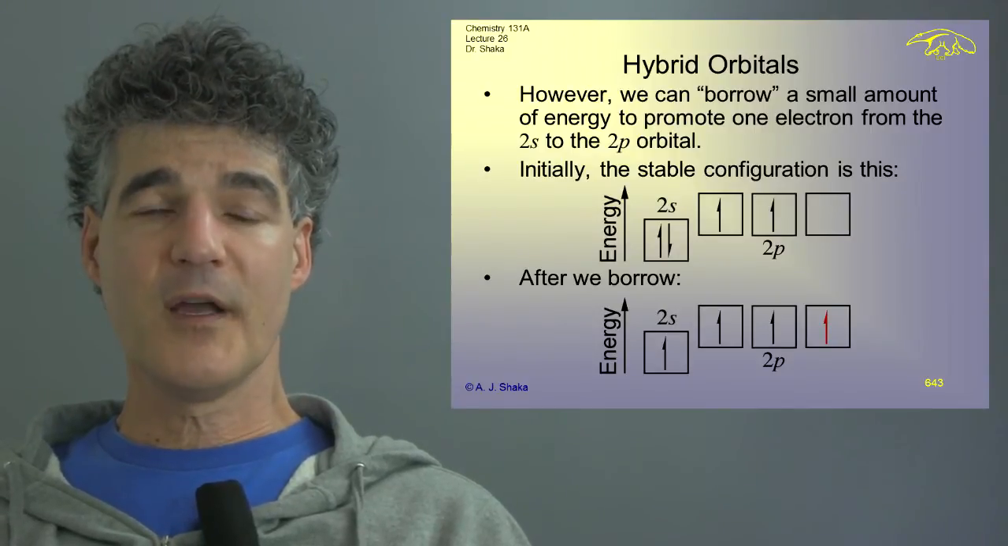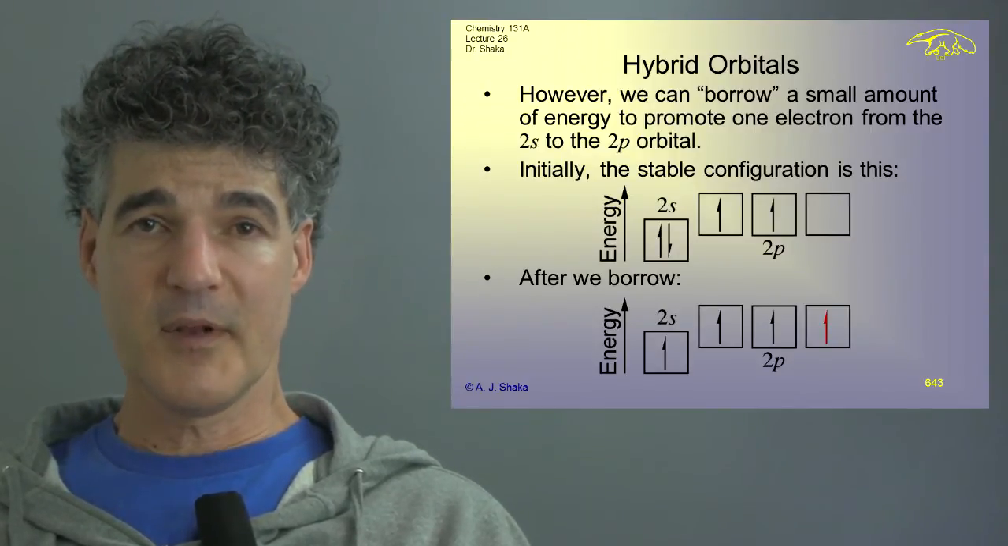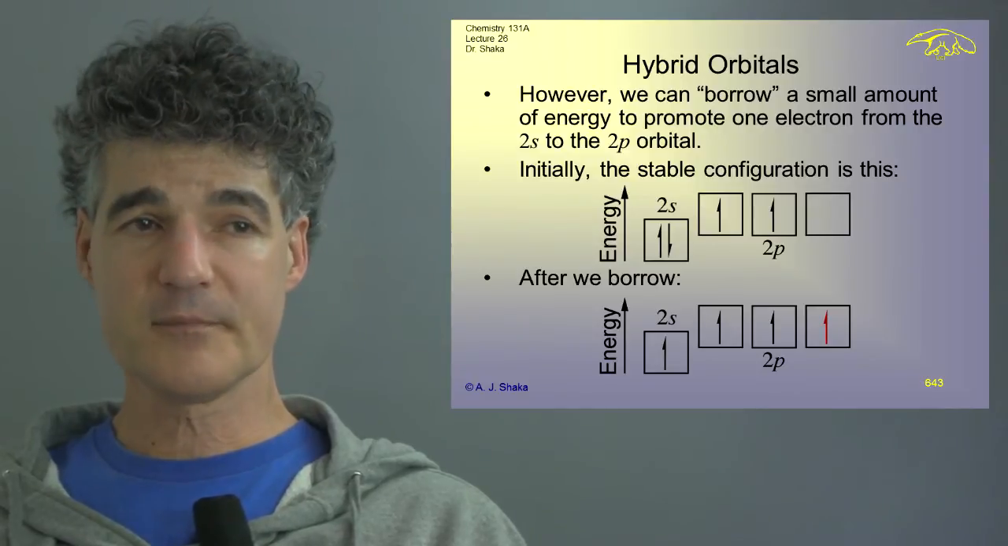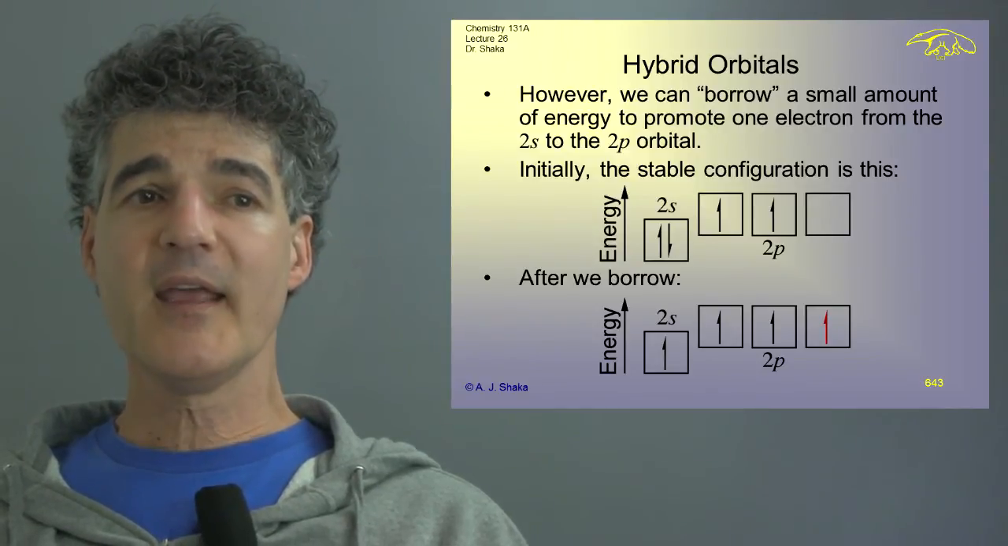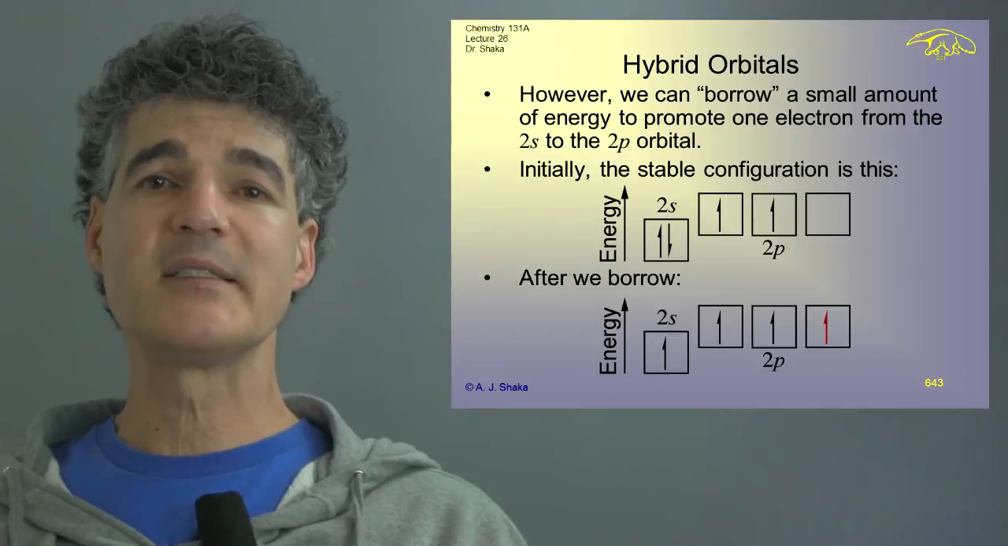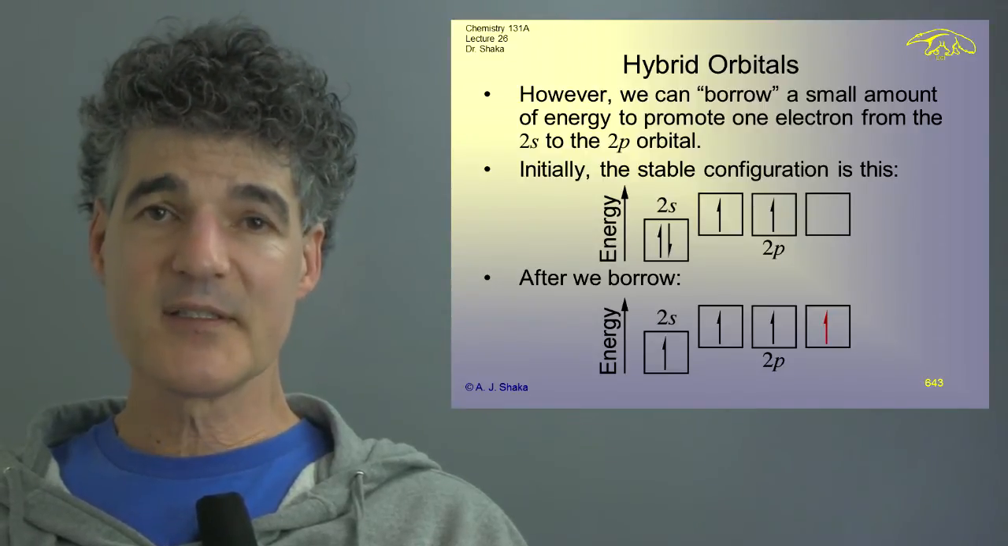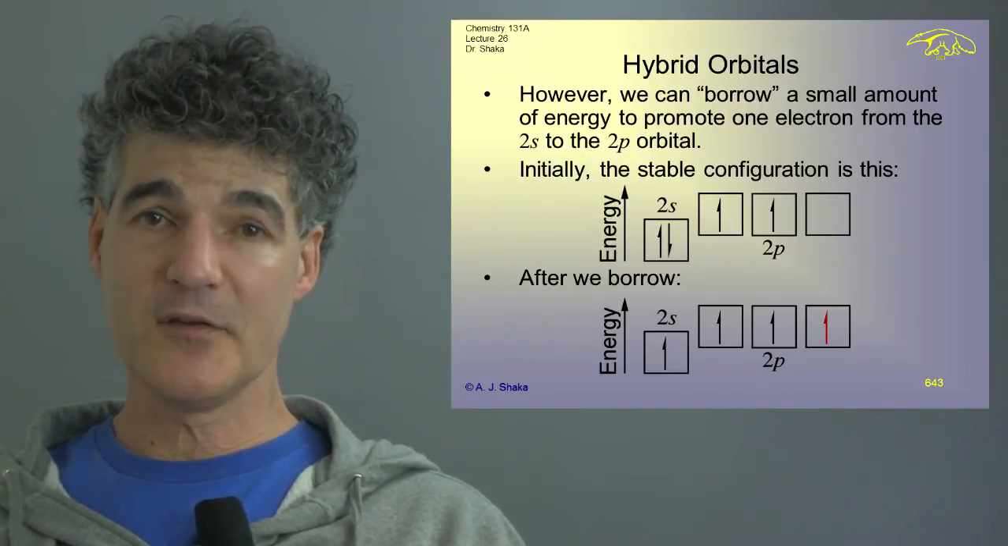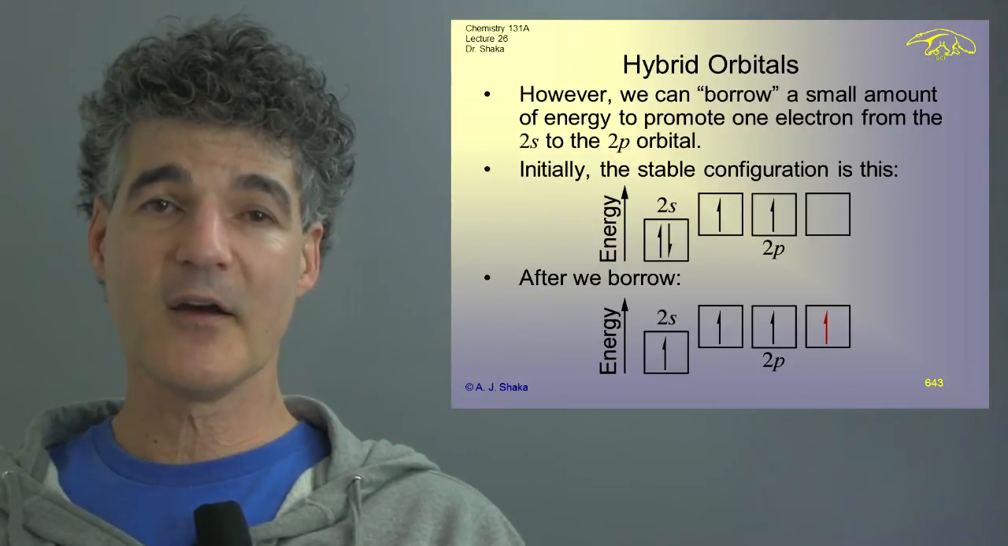Here's the way Pauling then explained what goes on. First, making a molecule is like starting a business. And when you start a business, you have to borrow a little money usually, because otherwise you can't get going.